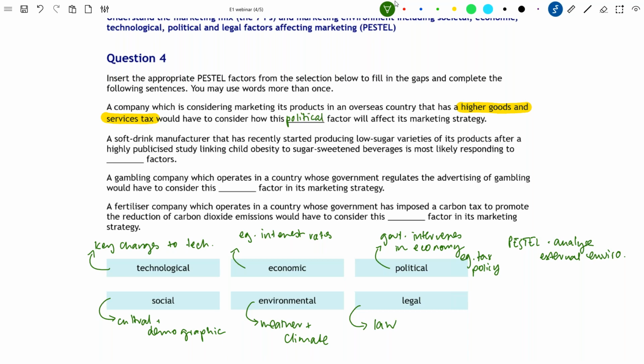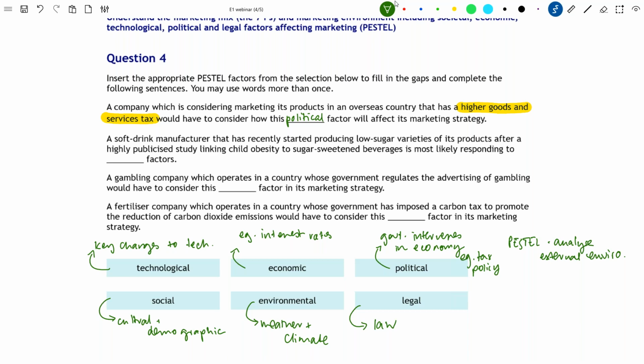So our first answer. Our next scenario is a soft drink manufacturer that has recently started producing low sugar varieties of its products after a highly publicized study linking child obesity to sugar sweetened beverages is most likely responding to what type of factor?